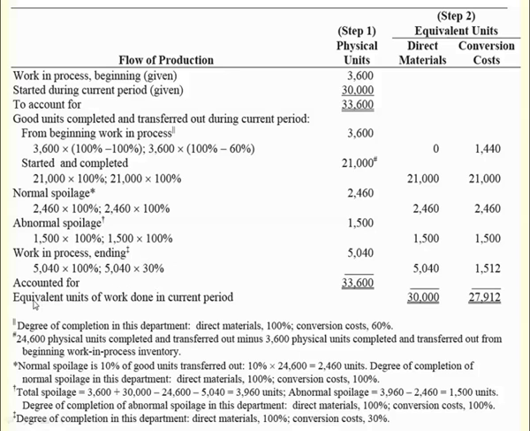Now we can calculate equivalent units of work done in the current period by adding the number of units under direct materials, which equals 30,000 units, and the number of equivalent units of work done under conversion costs, which equals 27,912.